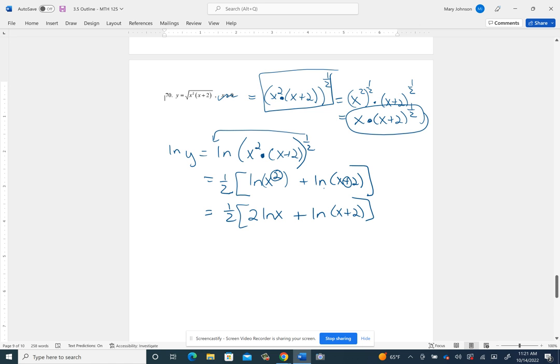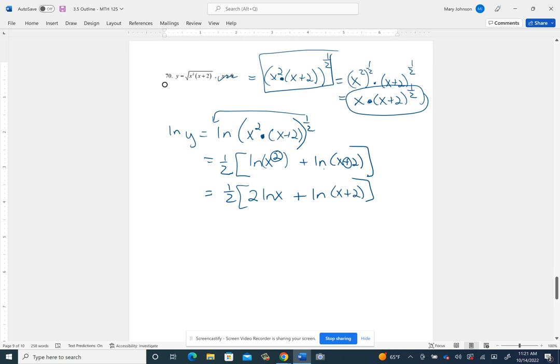All right. So I could do all of that and then just work on taking the derivative of both sides. So let me bring that ln y back in. Remember, none of this is doing the derivative yet. This is just using the log properties. Now I'm going to start doing the derivative.